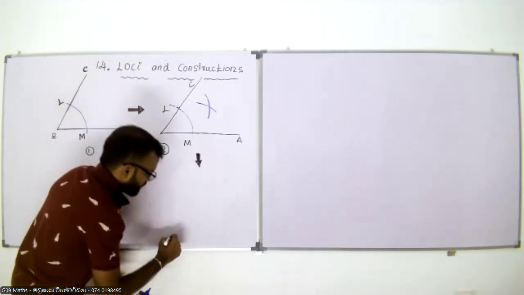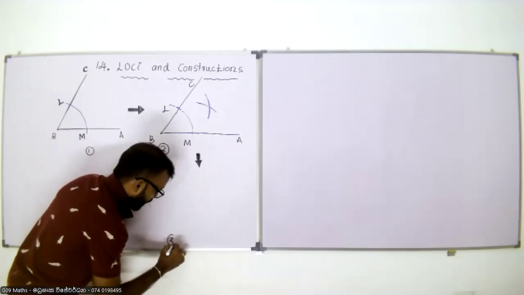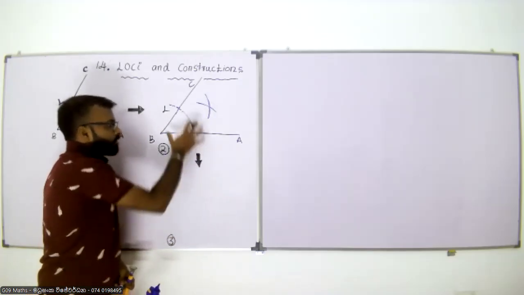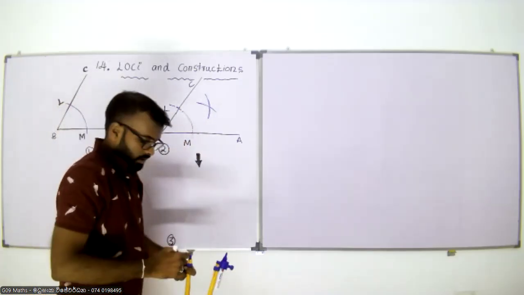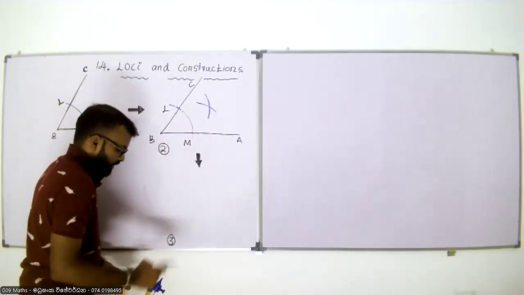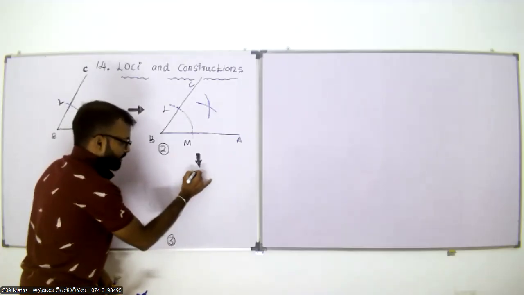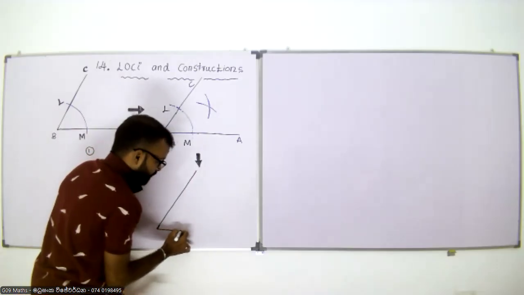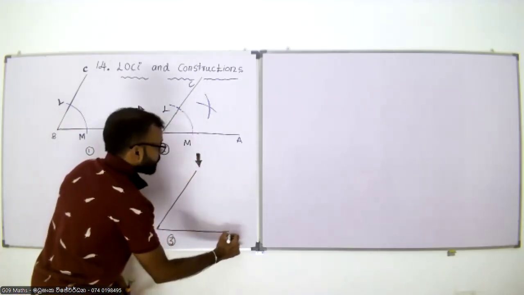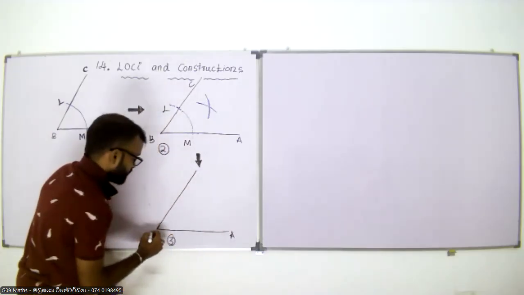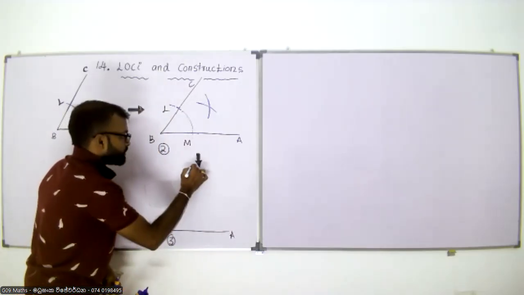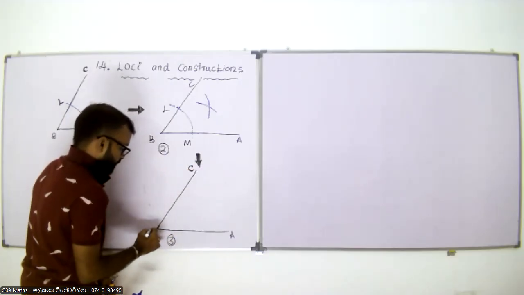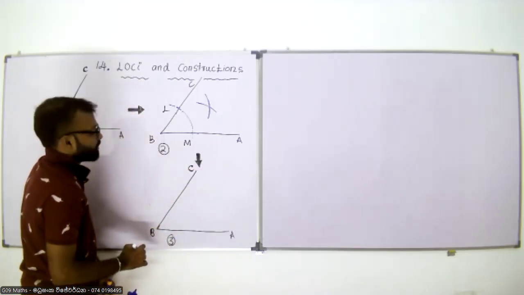Right. Third step. Do these steps here. Do the exact same steps here. By memorizing, you can do it. This is A, B, C.